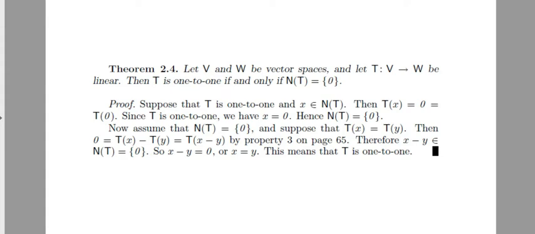Second part, conversely: if N(T) is equal to {0}, we have to show the map is 1-1. Suppose that T(x) is equal to T(y). Then T(x) minus T(y) is equal to 0. T is linear, so we get T(x minus y) is equal to 0. So x minus y belongs to the null space of T, which is equal to {0}. So x minus y is equal to 0 and therefore x is equal to y. This implies that T is 1-1.